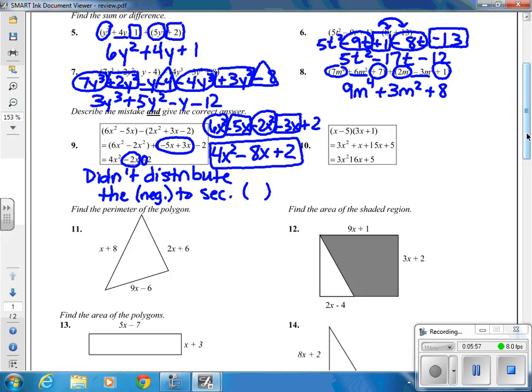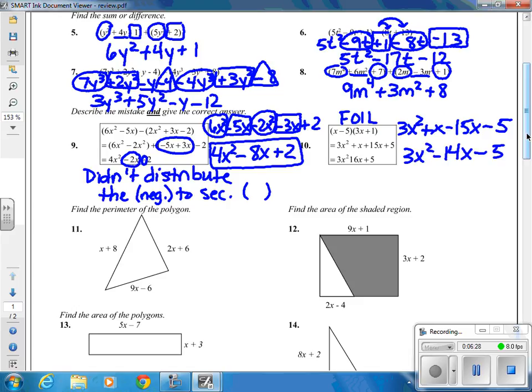All right, for number 10, I'm looking at a binomial times a binomial, which means that they need to have tried to use FOIL. So I'm going to check their foiling first and see if that's okay. And if that's okay, then we're going to look at what else they did. All right, so x times 3x is going to give me 3x squared. X times 1 is going to give me plus x. Negative 5 times 3x is negative 15x, and then negative 5 times 1 is negative 5. Right? And then when I go to combine my middle, I'm going to have 3x squared minus 14x minus 5.